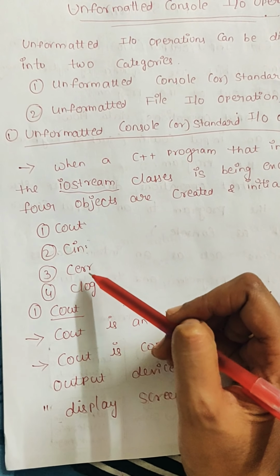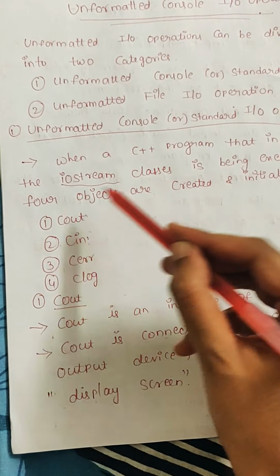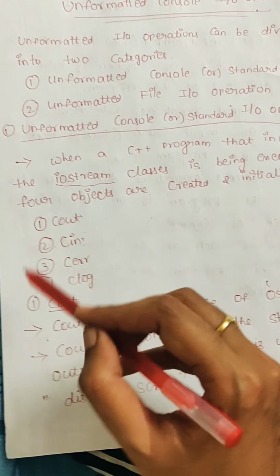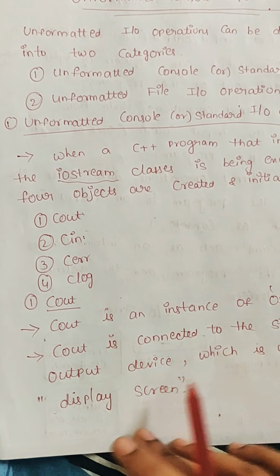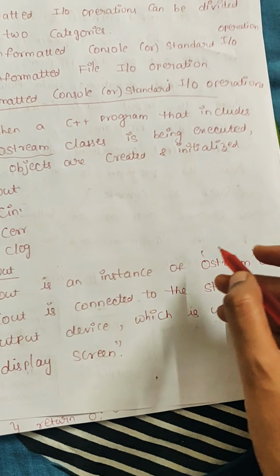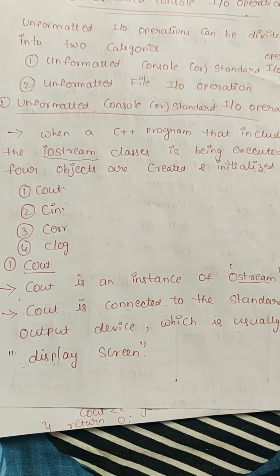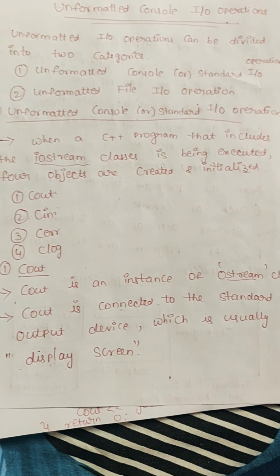Cin is to take input. Cerr and clog are the additional ones. So these 4 are created and initialized automatically. Coming to cout, cout is an instance of which class? It is an instance of the ostream class.